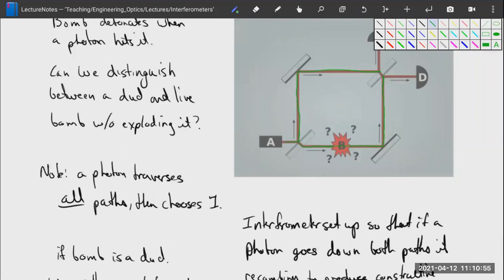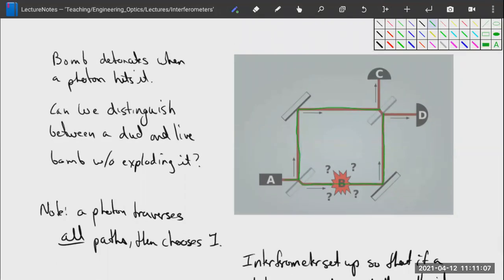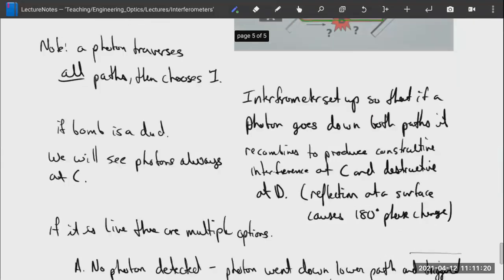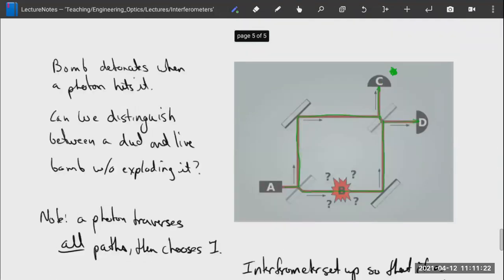So if the bomb is a dud, the photons will never interact with the bottom path. So it's almost like there's no detector, right? And the photons travel through both paths, and it's set up so that if a photon travels through both paths, it will constructively interfere at C and destructively interfere at D. So we get a flash at C.